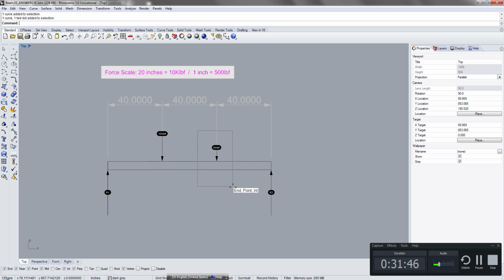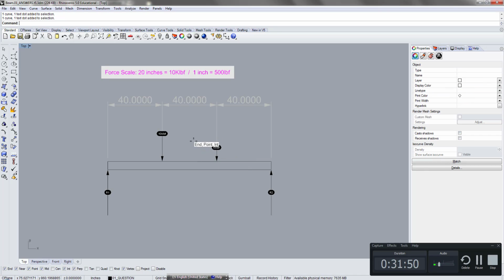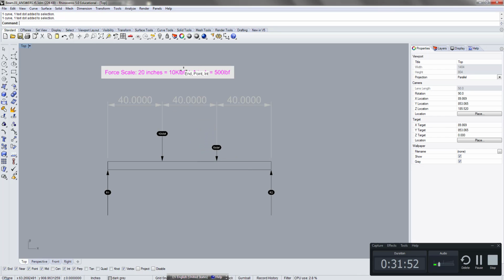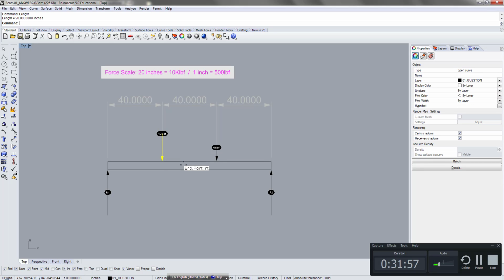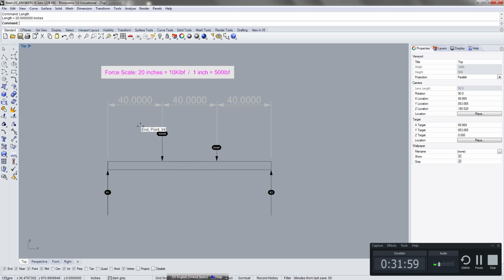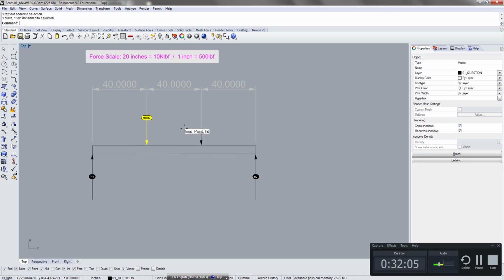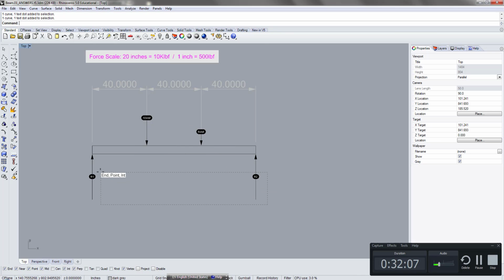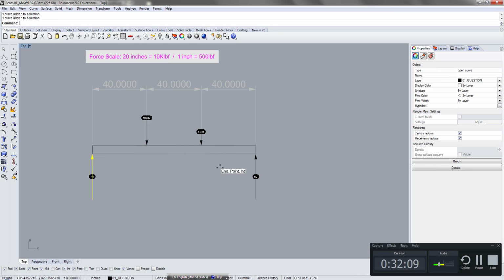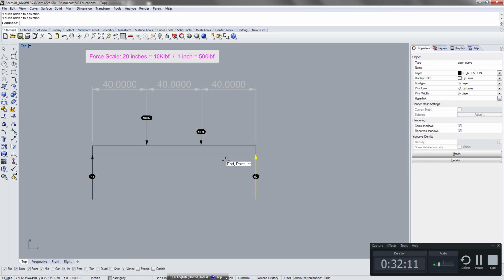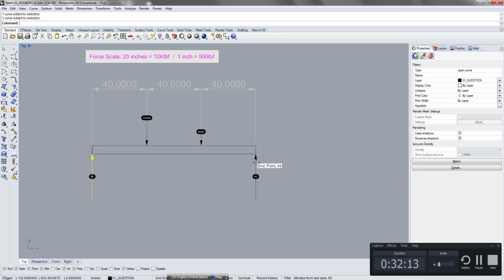Then we're going to introduce these two loads. I'm calling it 10,000 pound and 5,000 pound. And the force scale being, that's a little bit weird force scale, but I'm using 20 inches line to represent 10,000 pound force. Whatever. So I introduced these two forces, right? And then I'm saying there will be a column on each end.